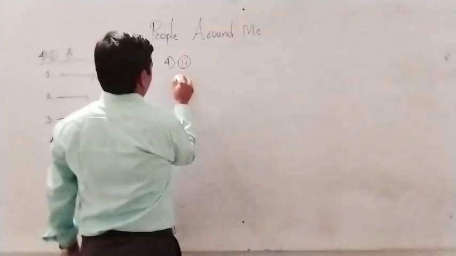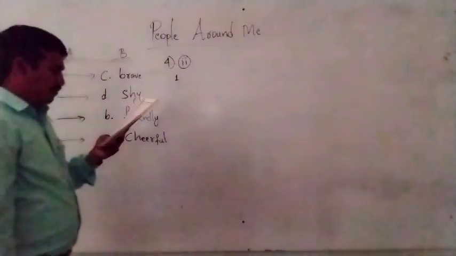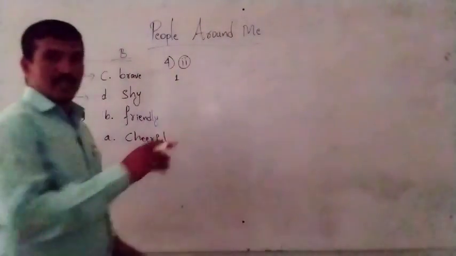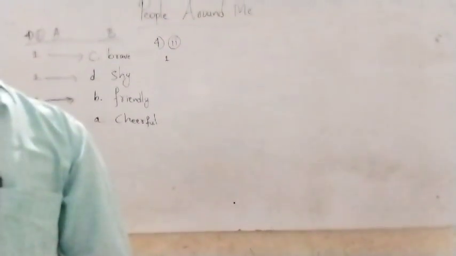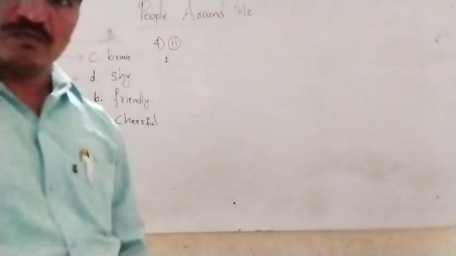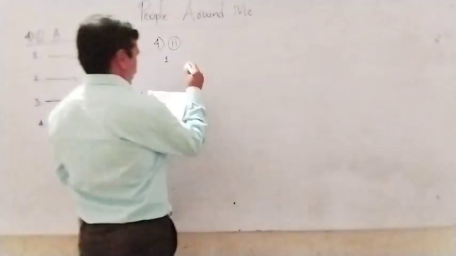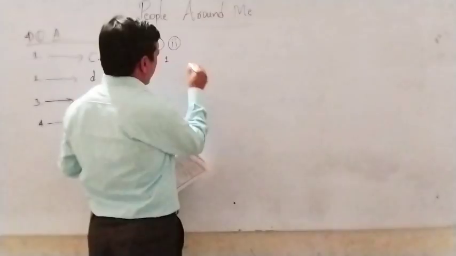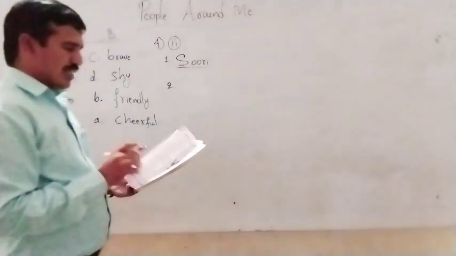Second, okay. The first one. Yes, the first one. Who is cheerful? Okay, who is cheerful? Students, the fourth, second one, who is cheerful in my class? You write about your friend. Who is cheerful in my class? Suri. Suri is cheerful in my class. Okay, Suri is cheerful in my class.